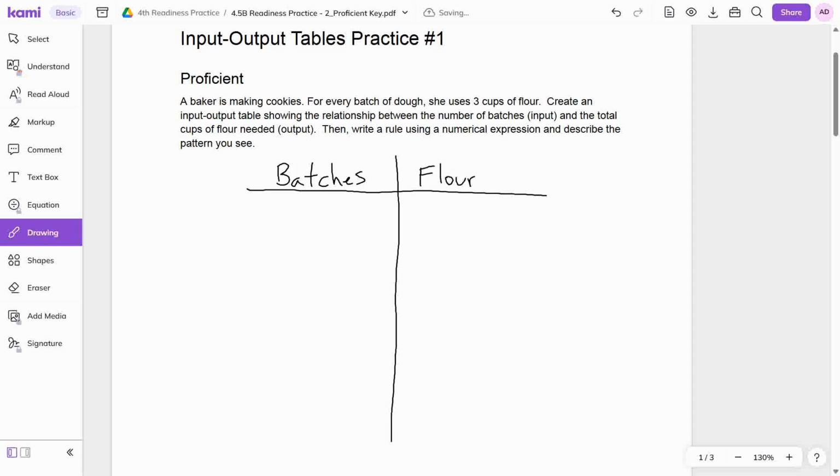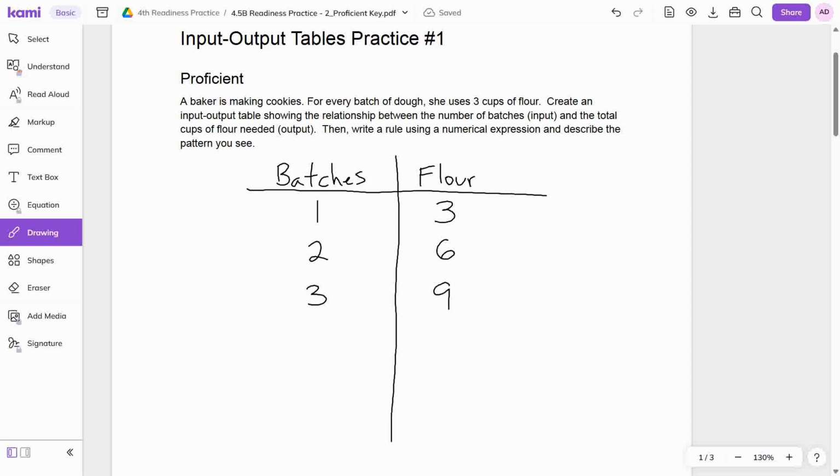And all we know is that for every batch of dough, so I'm just going to replace that with the number 1. We know that there are 3 cups of flour. And that's the only clue we have. So if I were to double that, if I had 2 batches, I could have 6 cups of flour because each batch is going to have 3 cups. So if I had 3 batches, then I would have 3, 6, 9.